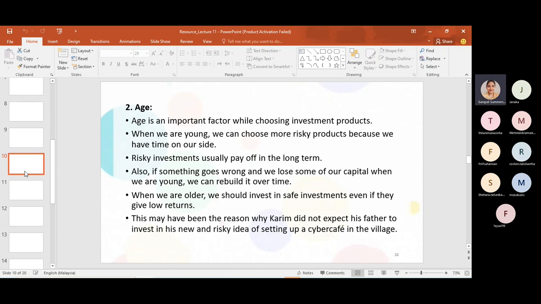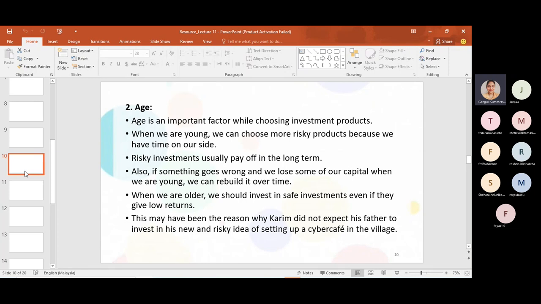Okay? And when we get older, we should invest in safe investments, even if they get low returns. Okay, so risky investments give you high returns, good returns. Safe investments, they are safe, but they give you low returns. In terms of returns, they are quite low, but the investment is safe. Okay, so that is the nature of safe investments. Your investment is safe, but you get low returns. So when you get older, you should invest in these kind of safe investments, because they are safe.